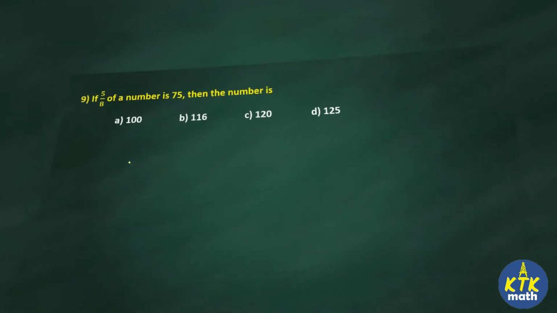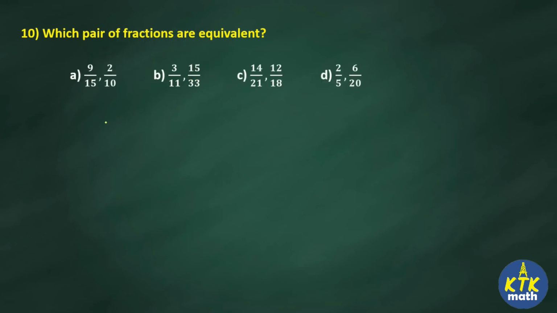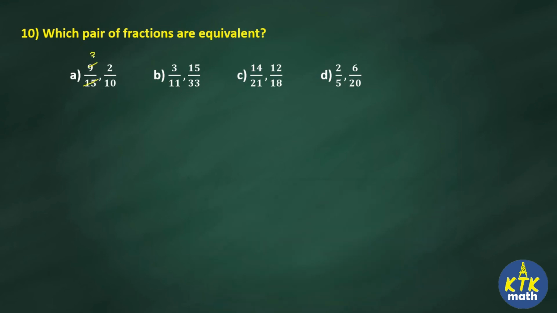We'll go to the 10th question now. Which pair of fractions are equivalent? So we know how to find equivalent fractions, and also we should know how to verify whether the fractions are equivalent or not. Okay, there are two methods. One is you can cross multiply and check, and another one is you can reduce the numbers and check. If 9 by 15 is given there, 9 and 15 I can cancel in the 3 table. So what you will get is 3 times 3 and 5 times 3. So 2 by 10 you can cancel in the 2 table. So 1 times 2 and 5 times 2.